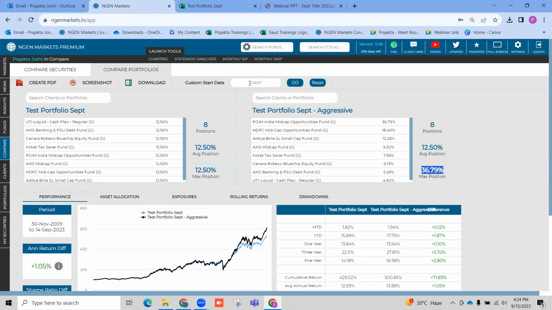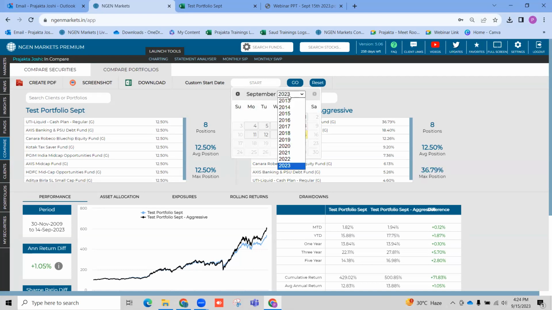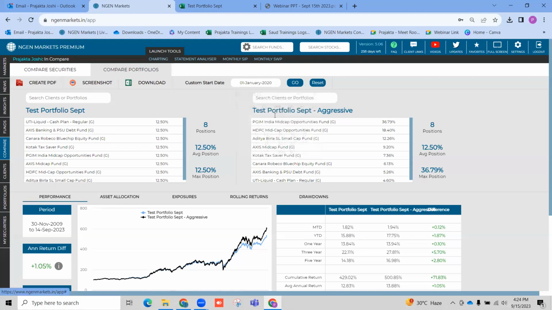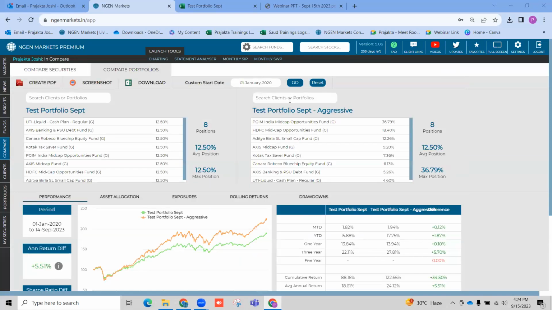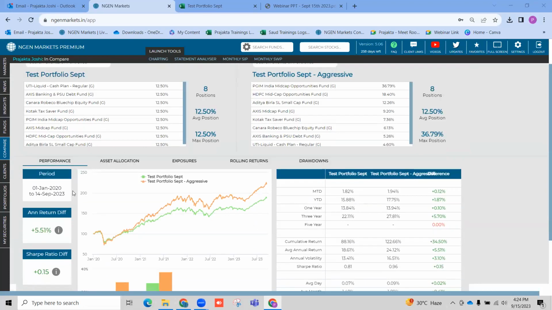Okay. Now, in order to make a fair comparative performance, we were analyzing from January only. So let's just put January 1st, 2020 here as well. 1st of January 2020 and run. So now you can typically see that the annual return differential between the two portfolios, in spite of having the same components of it, is a 5.5% annual return differential over a 3.5-year period.